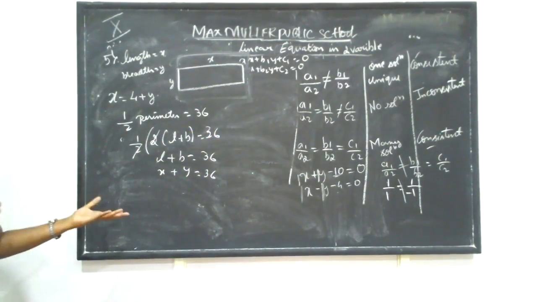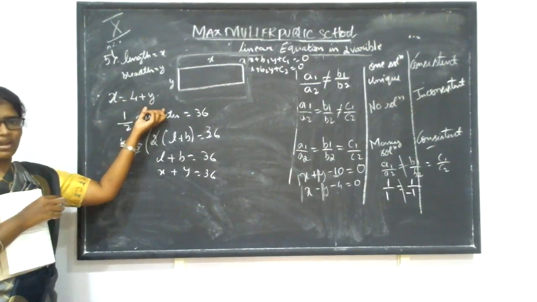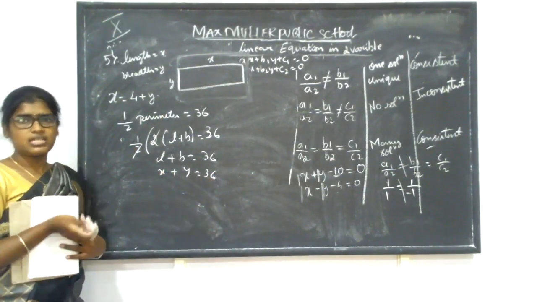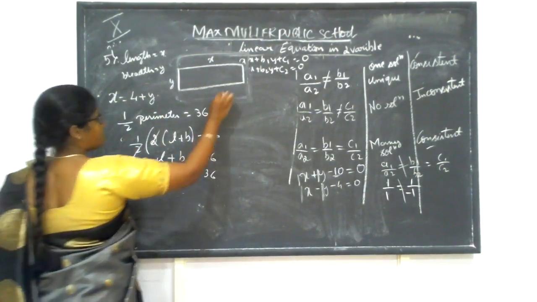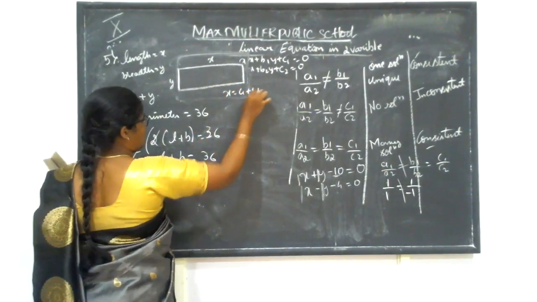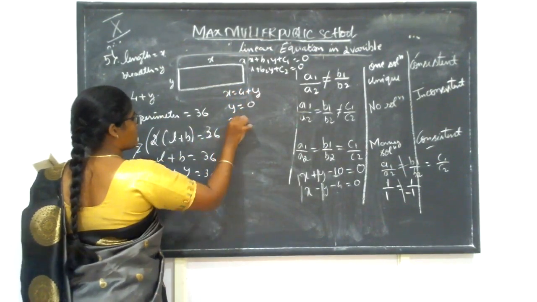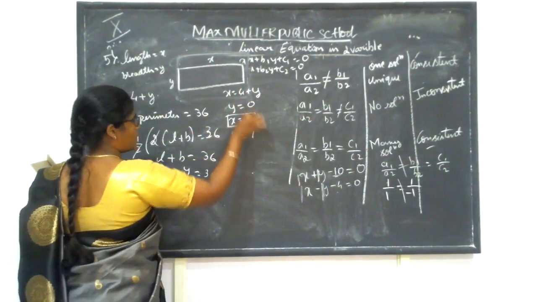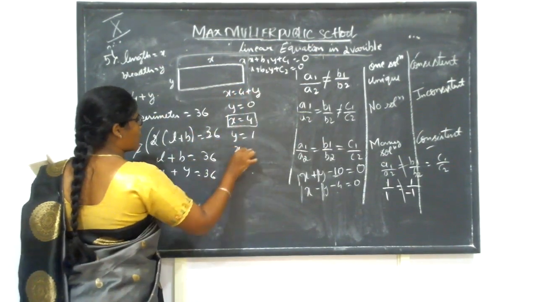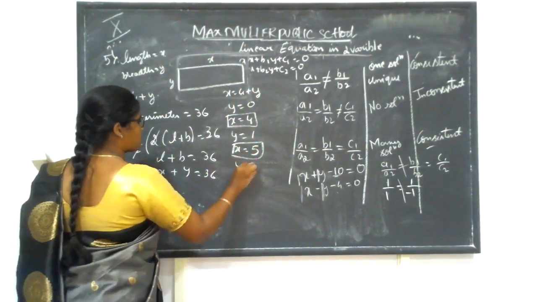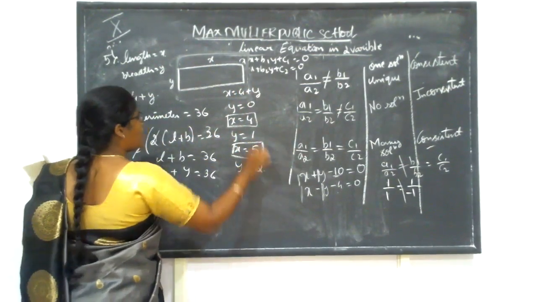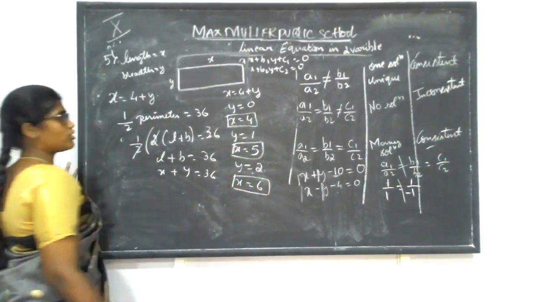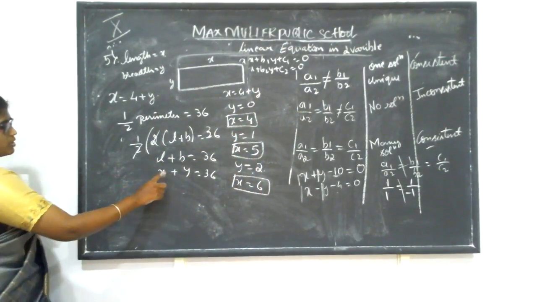See here, you got to know here only. x is equal to 4 plus y is one equation. x plus y is equal to 36 is another equation. Solve it. x is equal to 4 plus y. So if you take y as 0, x will be what? 4 plus 0 is 4. Then if you take y as 1, what happens? 4 plus 1 is what? 5. Then if you take y is equal to 2, 4 plus 2 is what? 6. Now we are going to draw the graph for this one. And let us come to this equation.